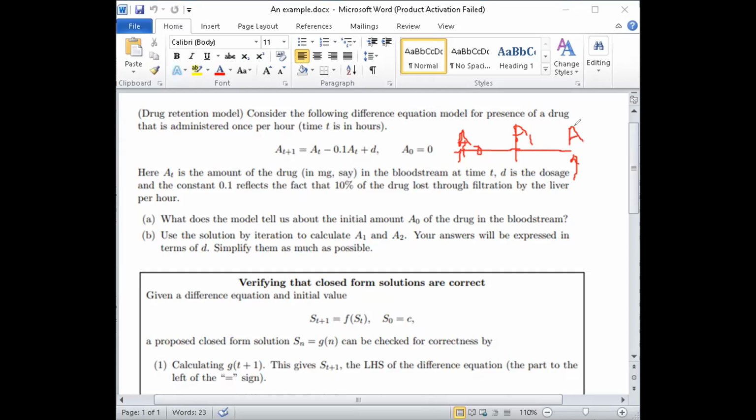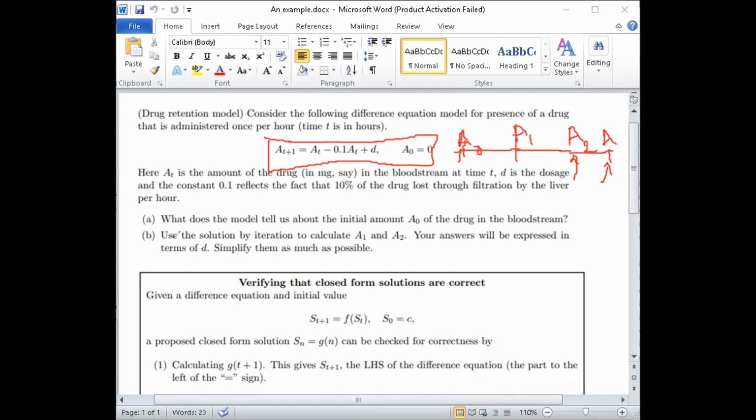Then this is the amount of drug after 2 hours. And again, you will take this drug and you measure the amount of drug in the bloodstream. You keep taking that drug and you measure the amount of drug in your blood. So that explains this difference equation, right?